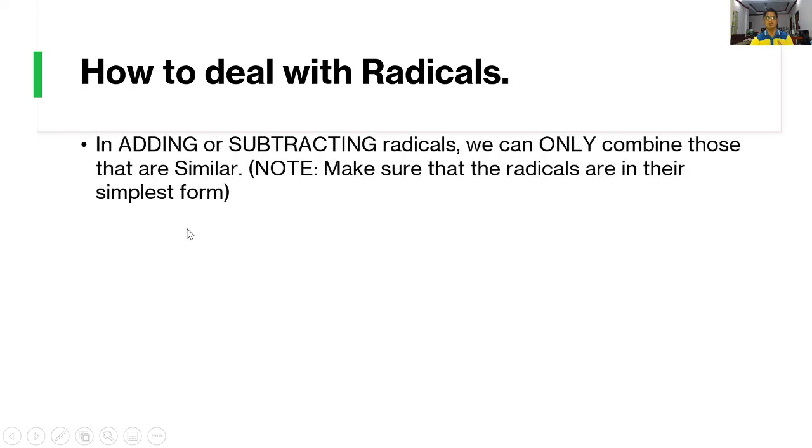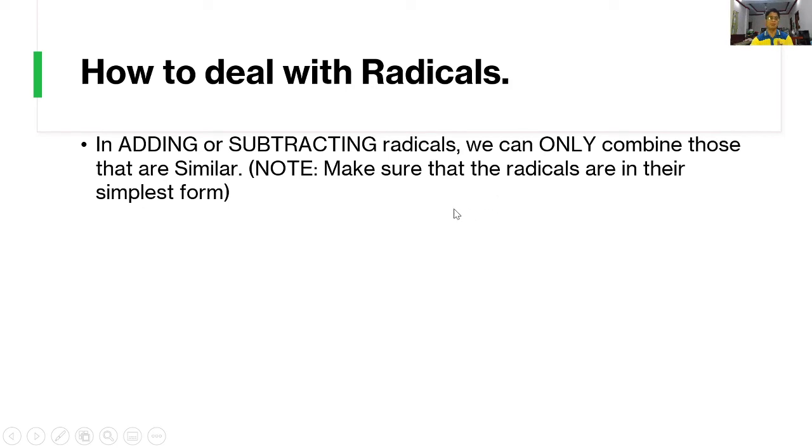Now, in adding or subtracting, kung napansin natin, nag-add at nag-subtract na tayo. Pinagsama ko na para lang medyo mabilis po para sa atin. In adding or subtracting radicals, we can only combine those that are similar. As I have been continually talking about that, similar lang yung pwede natin pagsamahin. And the one that we can actually add ay yung whole number na kasama po nila. Note, make sure that the radicals are in their simplest form.